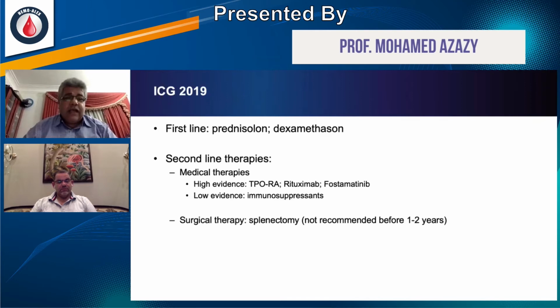those patients. Again, the ICG 2019 showed that first line is prednisolone or dexamethasone according to your preference and the comorbid state of the patient. Second-line therapy will include, with high evidence, TPO, rituximab, fostamatinib, and with low evidence, immune suppression. In fact, the role of immune suppression is lacking nowadays, and everything goes for TPO and rituximab therapy. Surgical therapy, whether splenectomy by a different kind, is not recommended before the patient has failed to respond to 1 to 2 years of therapy. This is another difference between the ICG recommendation and the ASH guideline.